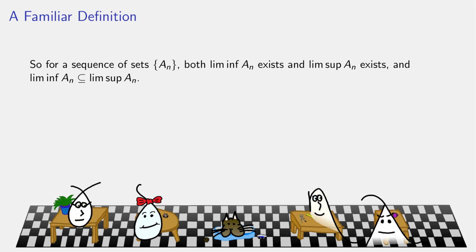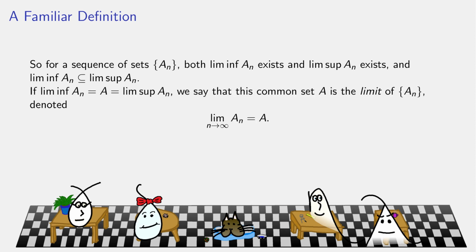Well, now we're going to apply basically a familiar definition. We've established the liminf and the limsup both exist. They're just set constructions, they definitely exist. And also the liminf is a subset of the limsup. Well, if they're equal, then you call it the limit. Okay, same idea. If the liminf equals the limsup, that's what we call the limit.